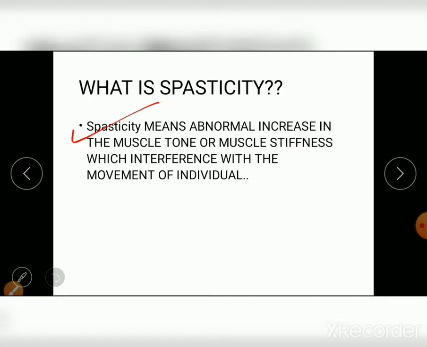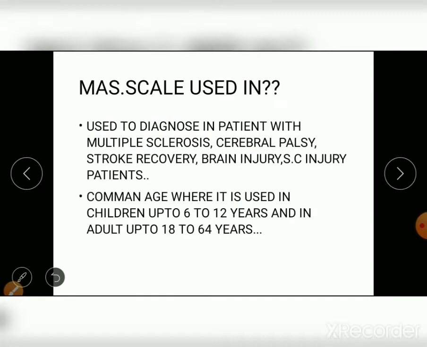Spasticity means an abnormal increase in muscle tone or muscle stiffness, which interferes with the movement of the individual and also interferes with speech. So that is known as spasticity. The Modified Ashworth Scale, short form MAS.